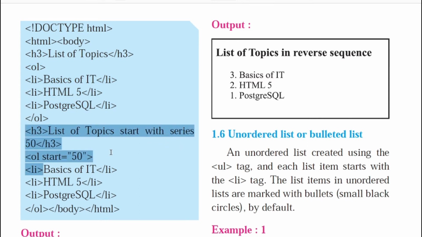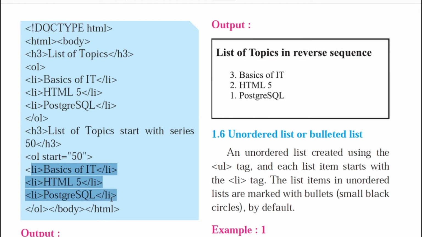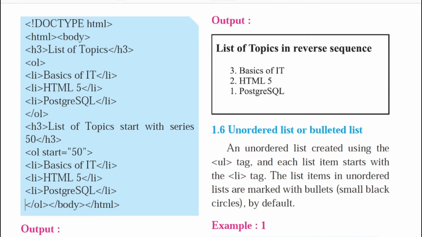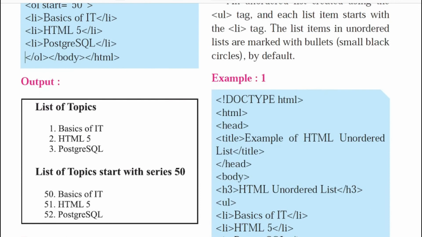Just as we saw the start attribute, whenever we want a specific number with which the list should begin, we can use this OL start attribute and then give a specified number. Then we give the list ingredients, and close OL, close body, close HTML. When we save the simple program, we'll get a very easy output which looks something like this.